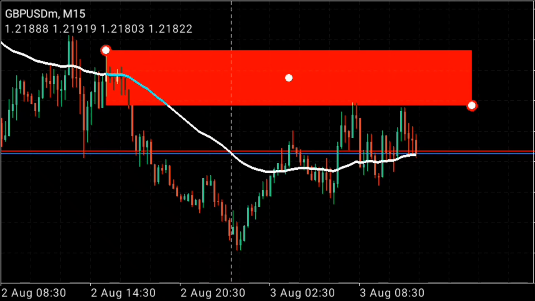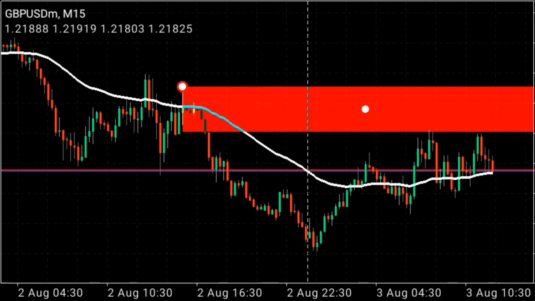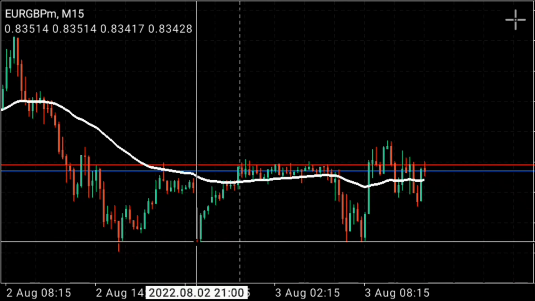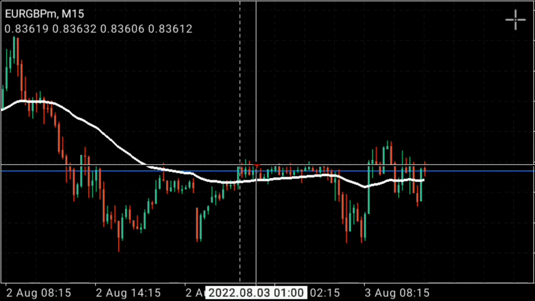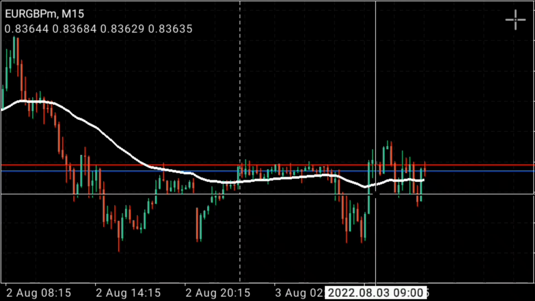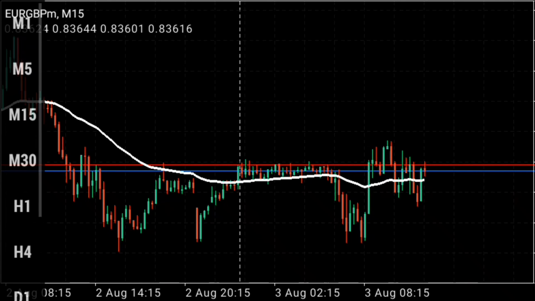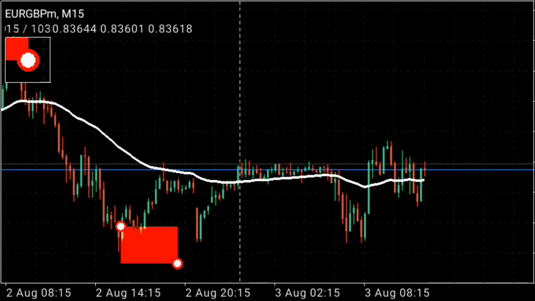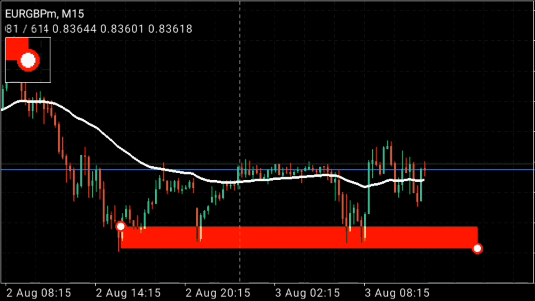I'll be showing an example with the demand. Here we saw a sharp increase in price. It came back here, went up again, came back down here again, and also went up. So here becomes a demand to price.